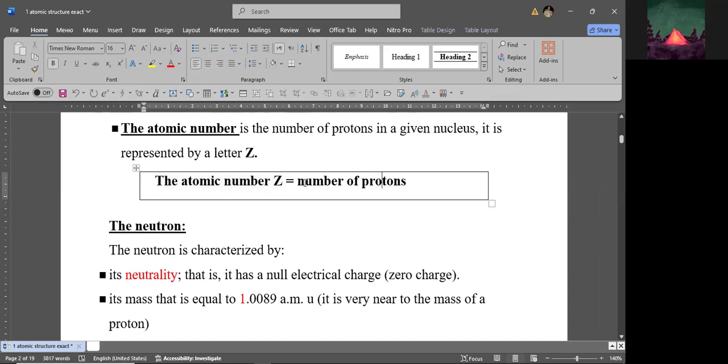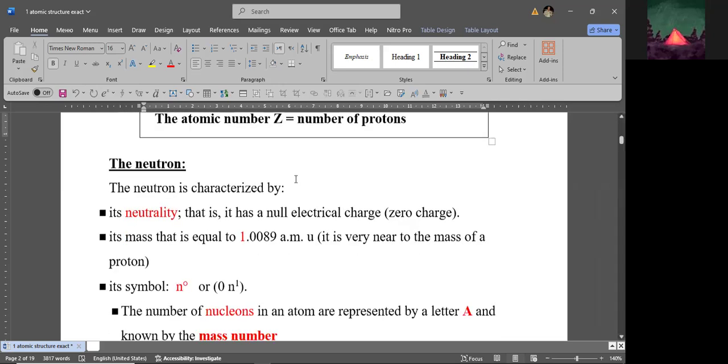For example, if you have an iron atom, the atomic number of the iron atom is 26. That means the number of protons in the iron atom is 26 protons. What about the charge? 26 plus charge in the nucleus.